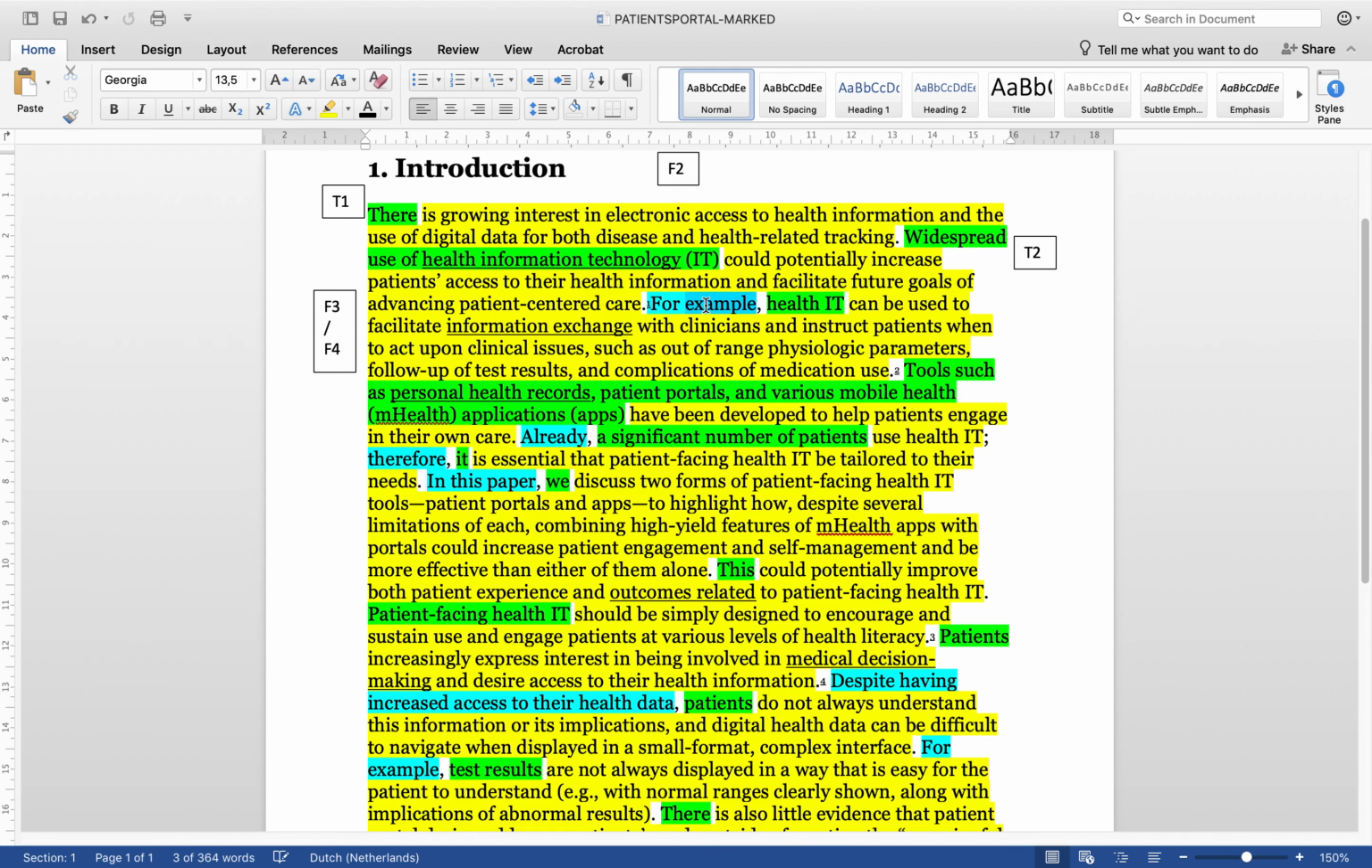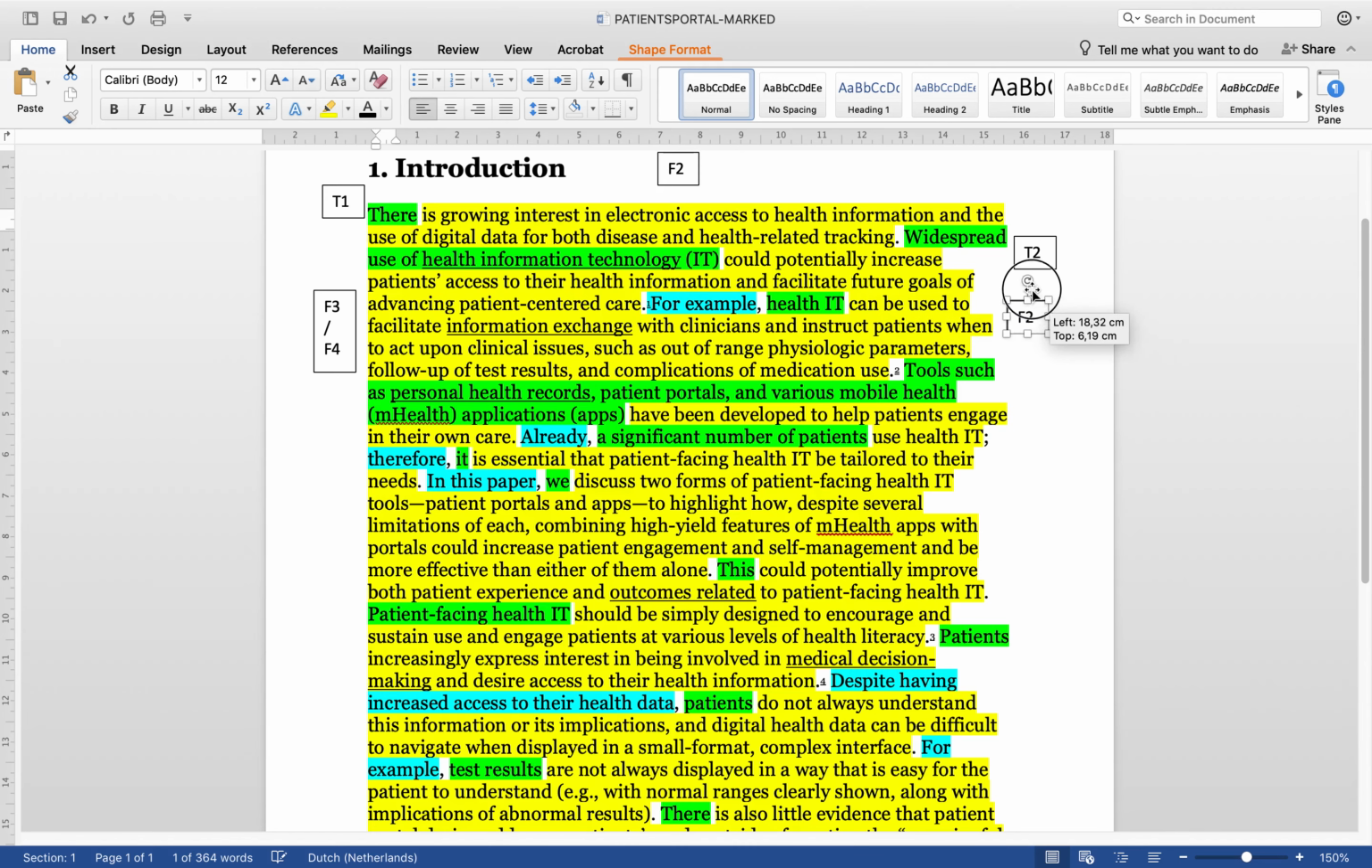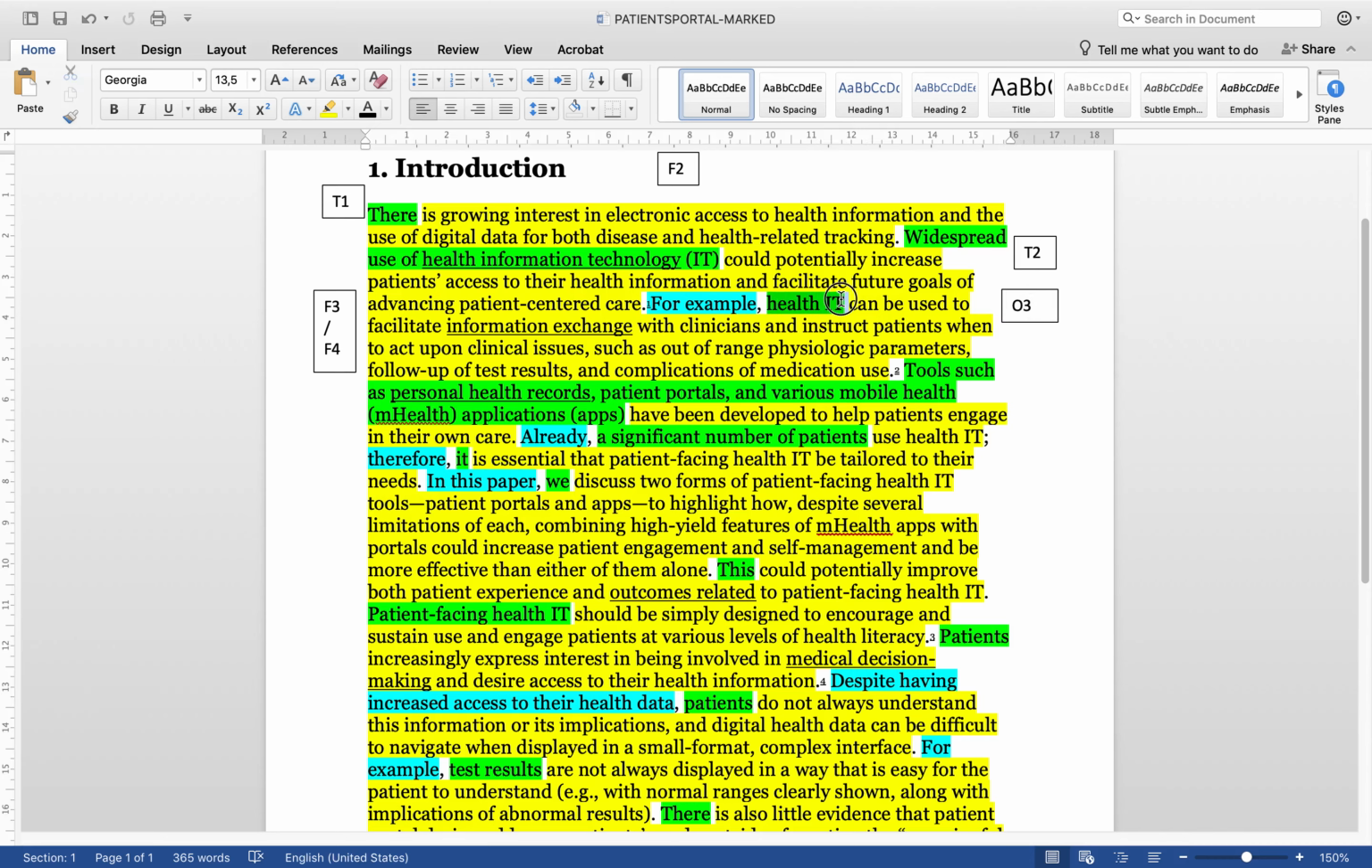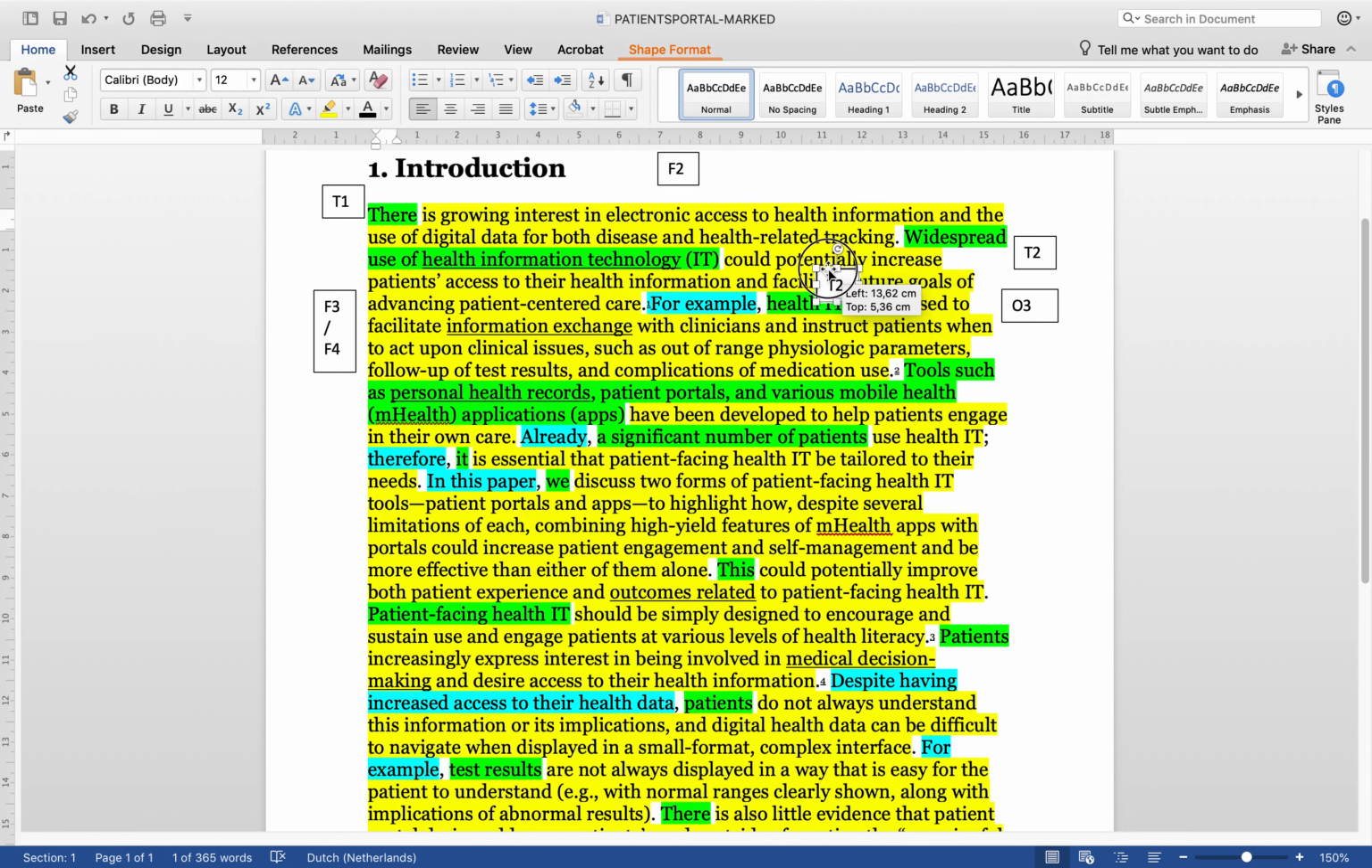Now, for example, we don't really have to give this a numeric, but if you want to be entirely complete, then you could say, okay, an example is coming up. I'll call that O3 because the O stands for orientation, right? Health IT, we talked about health IT already. So we have again a topic 2 here. So health IT is topic 2. For example, is orientation 3.